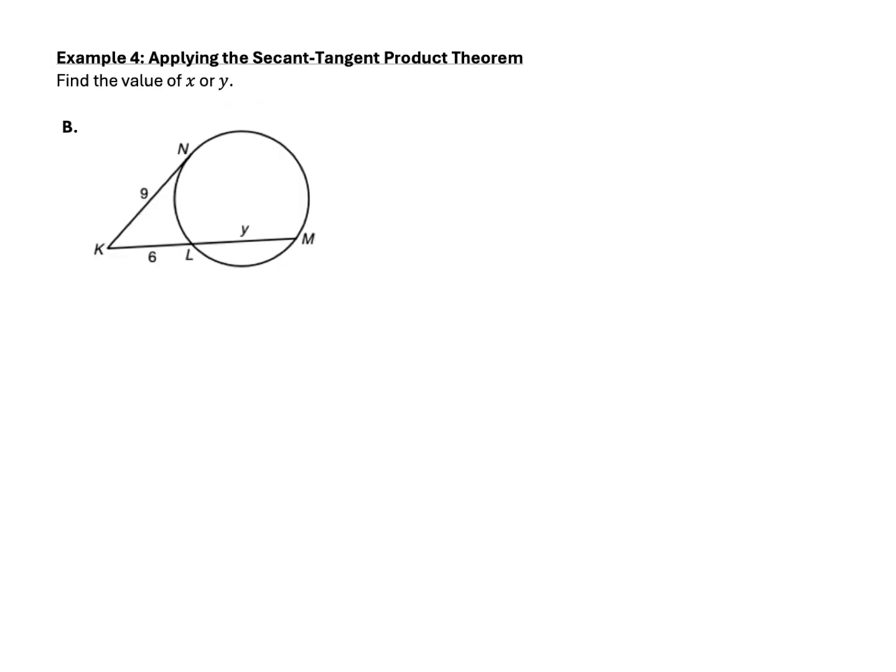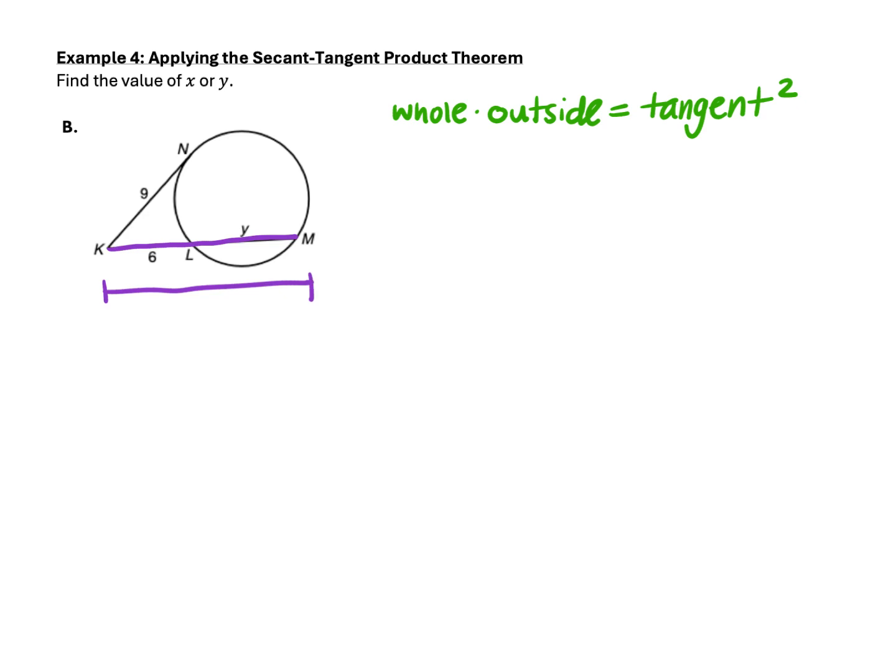Here's another example of a secant and a tangent that meet outside of a circle. And we know that when that's the case, by the secant tangent product theorem, the whole times the outside is equal to the tangent squared. Here, that would be the whole is the 6 and the y put together. When we add those up, you can either do 6 plus y or y plus 6. And then the outside is the 6. And that needs to be equal to the tangent squared. And here the tangent is that 9.